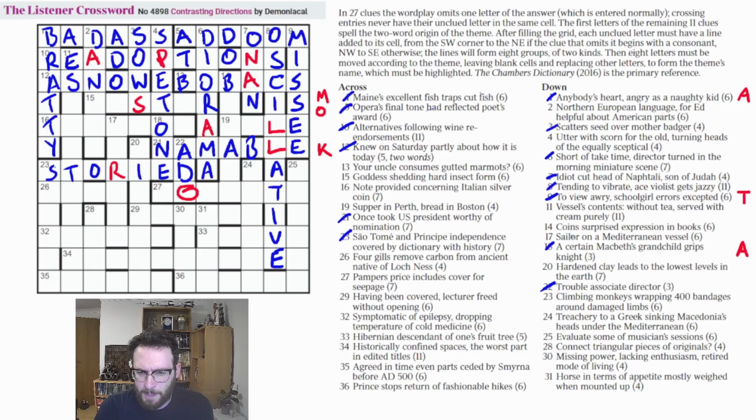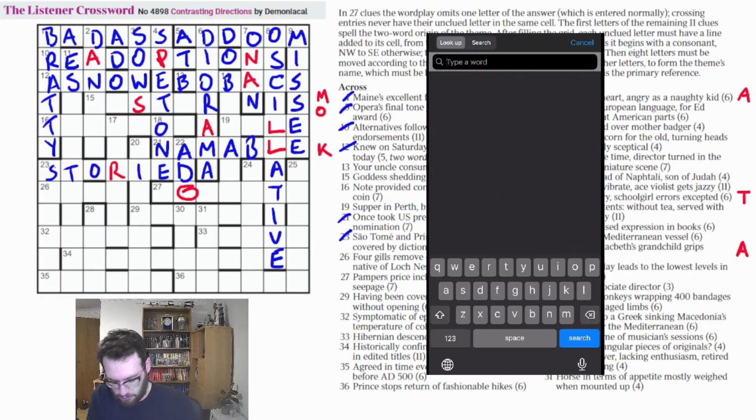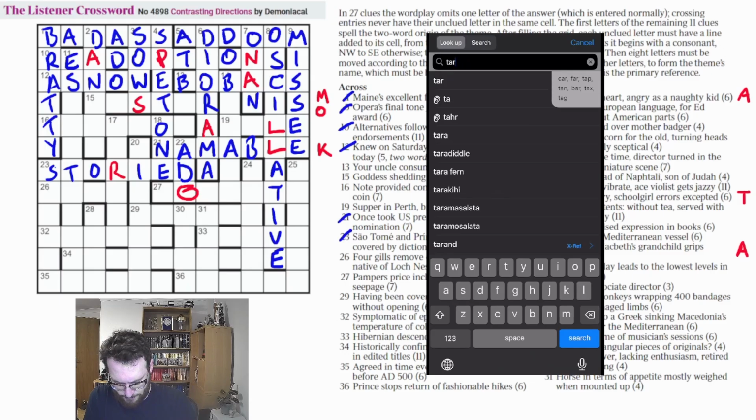Okay, what about 17? Sailor on a Mediterranean vessel. Sailor is often tar, because I can see the R in the third letter. Then on a, is it like Tarona, a Mediterranean vessel? No. Let's just stick with this because on a could mean different things. Maybe on can be re. No. Can on be two? No. Okay, I mean, tar could be wrong.